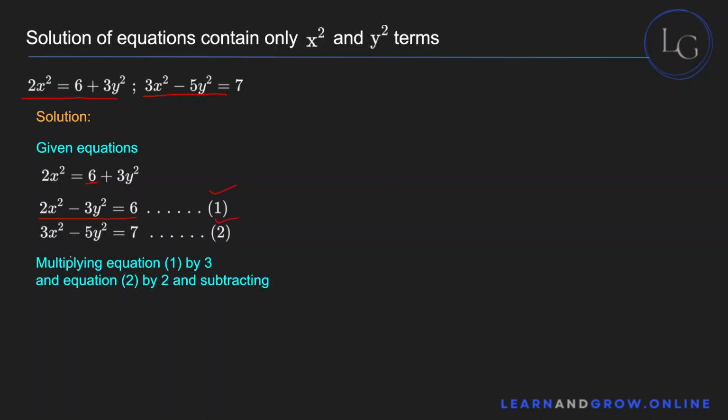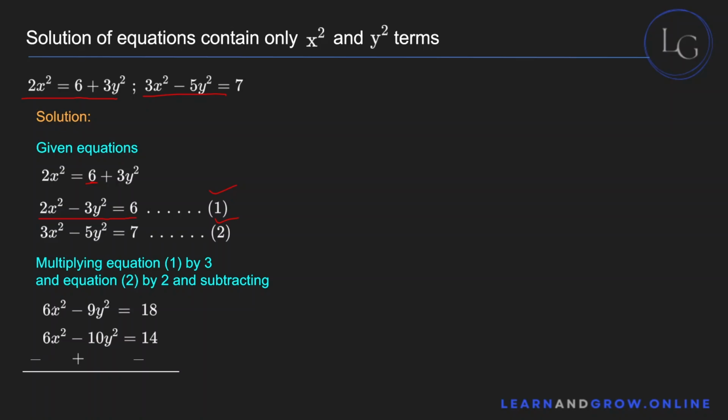Now what you'll have to do is you'll multiply equation 1 by 3 and equation 2 by 2. Why, do you ask? So that the coefficients of x square become 6. See this? The coefficients of x squared are now 6. Now you can somewhat solve them simultaneously. So what you'll do is, basically, you'll subtract.